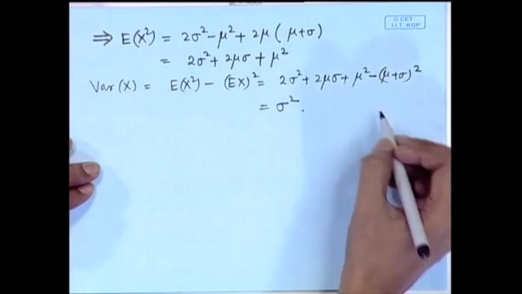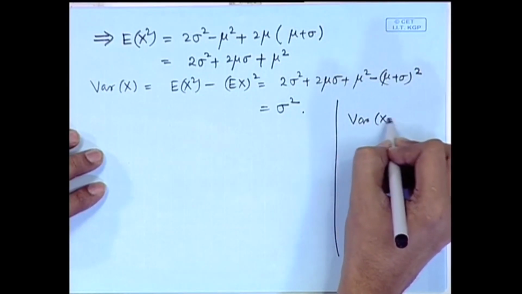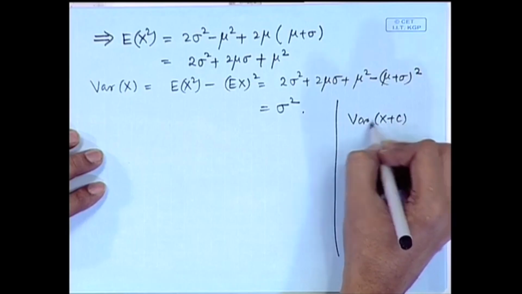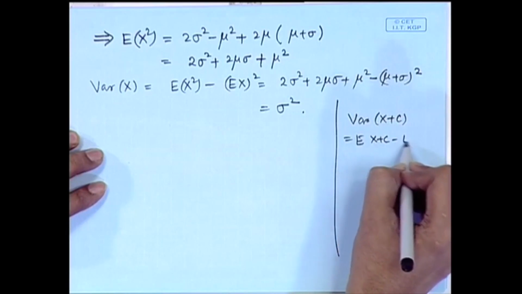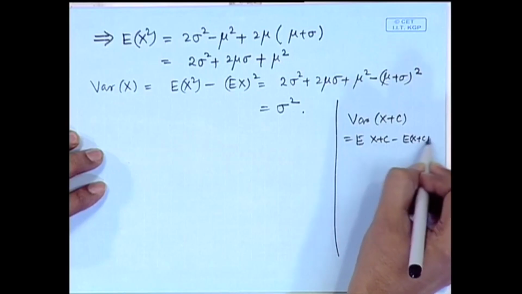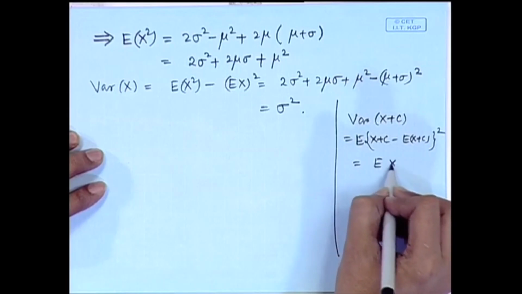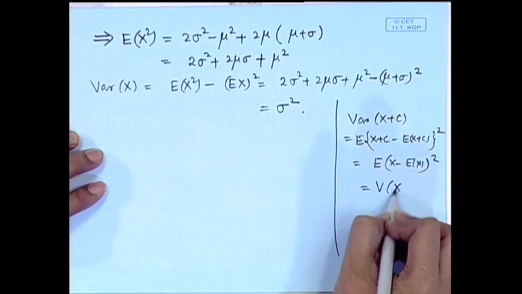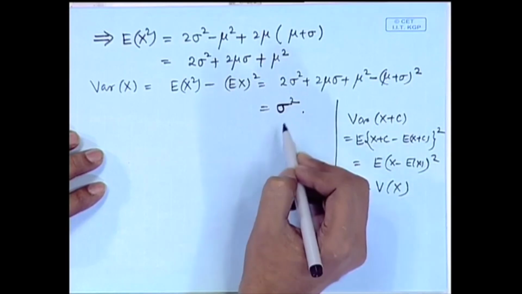This is true because the variance is independent of the shift in the origin. The variance of x plus c is expectation of (x plus c minus expectation of x plus c) whole square. So, this is equal to expectation of (x minus expectation x) whole square, which is the variance of x. So, the variance is unaffected by the change in the origin.